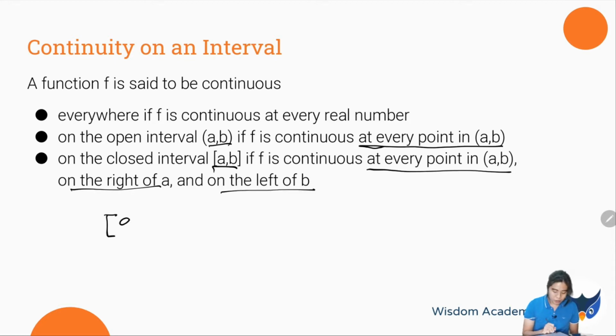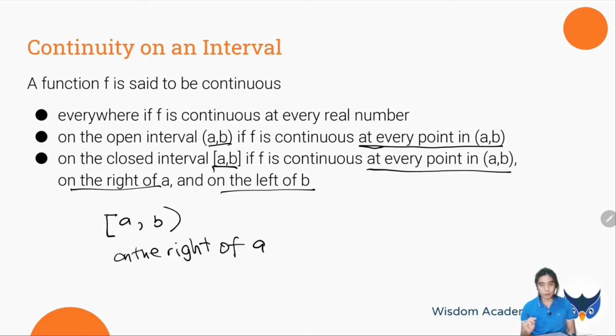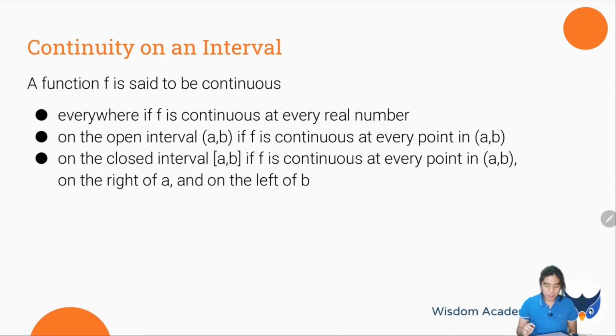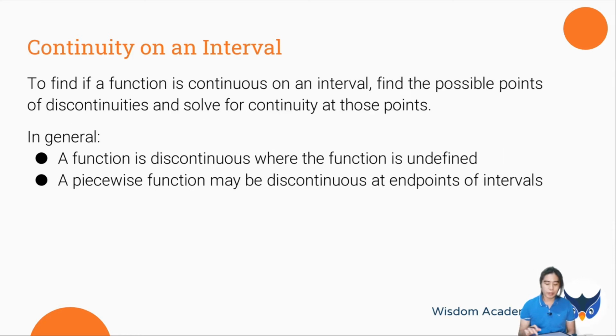Kapag naman closed siya sa a pero open siya sa b, so dapat on the right of a, dapat continuous siya. Pero hindi na siya kailangan na maging continuous on the left of b. So, ganun din if [a, b), tas close sa b, open sa a. Okay? So, paano natin malalaman if f is continuous at every point?